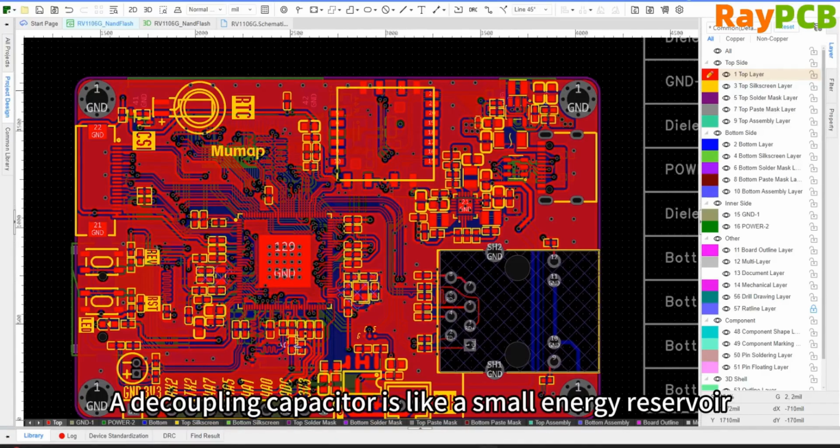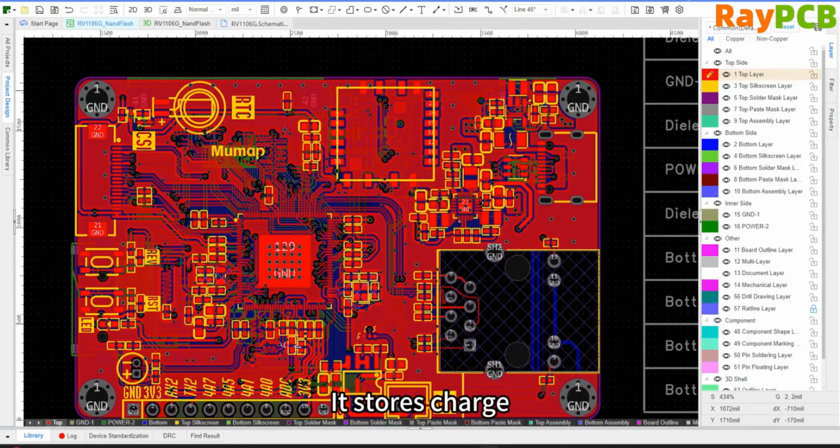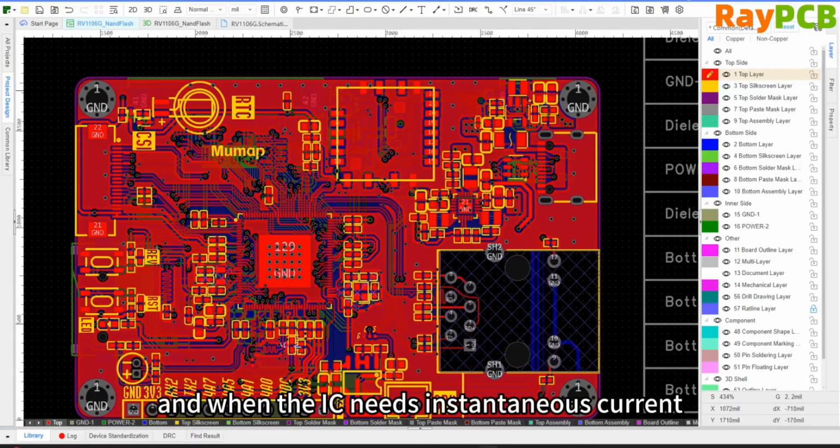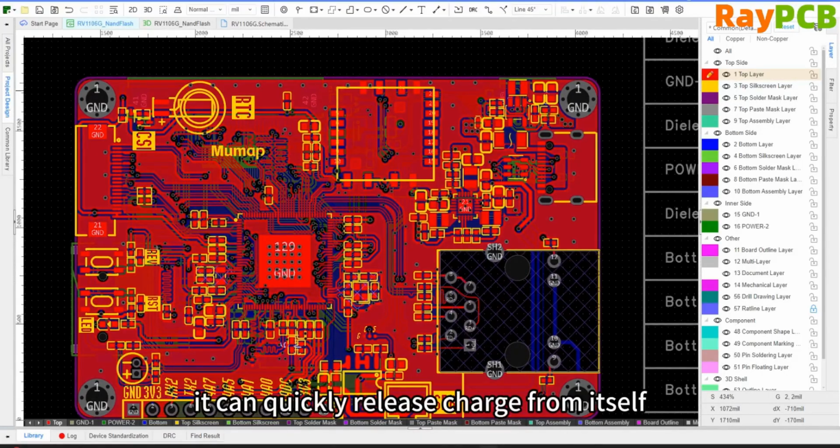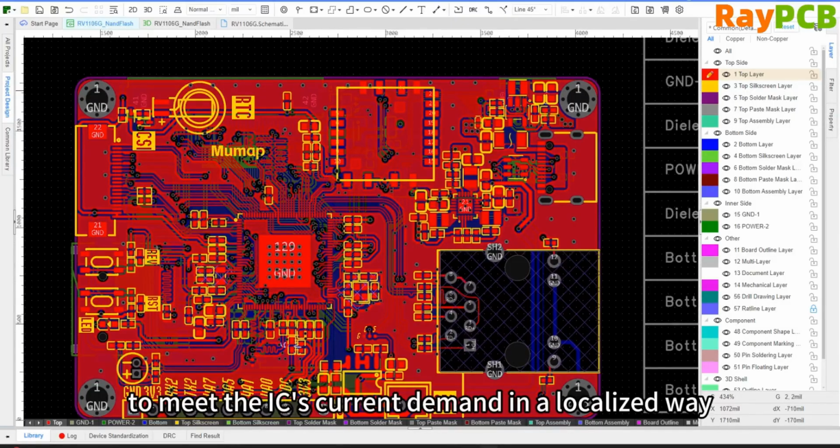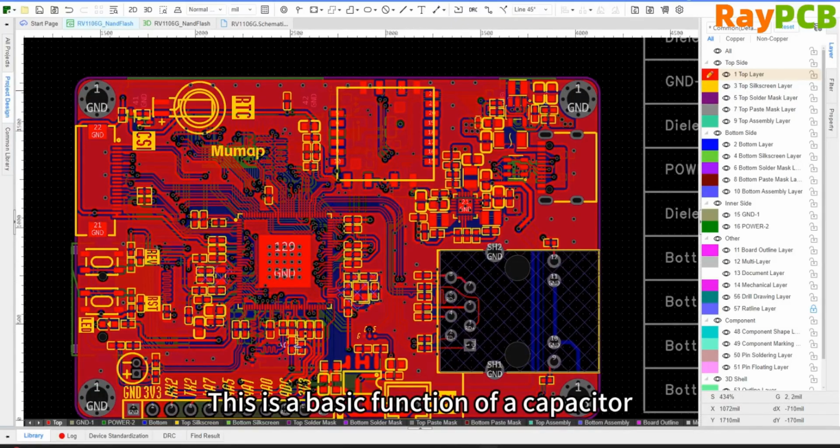Alright, so a decoupling capacitor acts like a small energy reservoir. It stores charge and can quickly release this charge when the IC needs an instantaneous current, thereby meeting the IC's electronic demands locally. This is basically the fundamental function of a capacitor. We call it a capacitor because it stores energy. It can both store and release energy, providing support for these instantaneous charges.